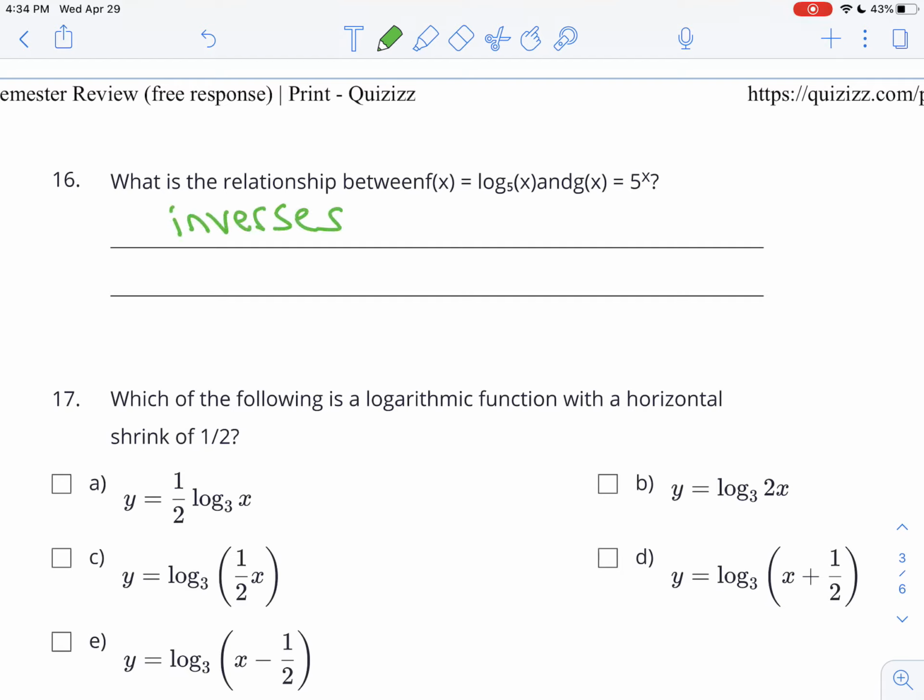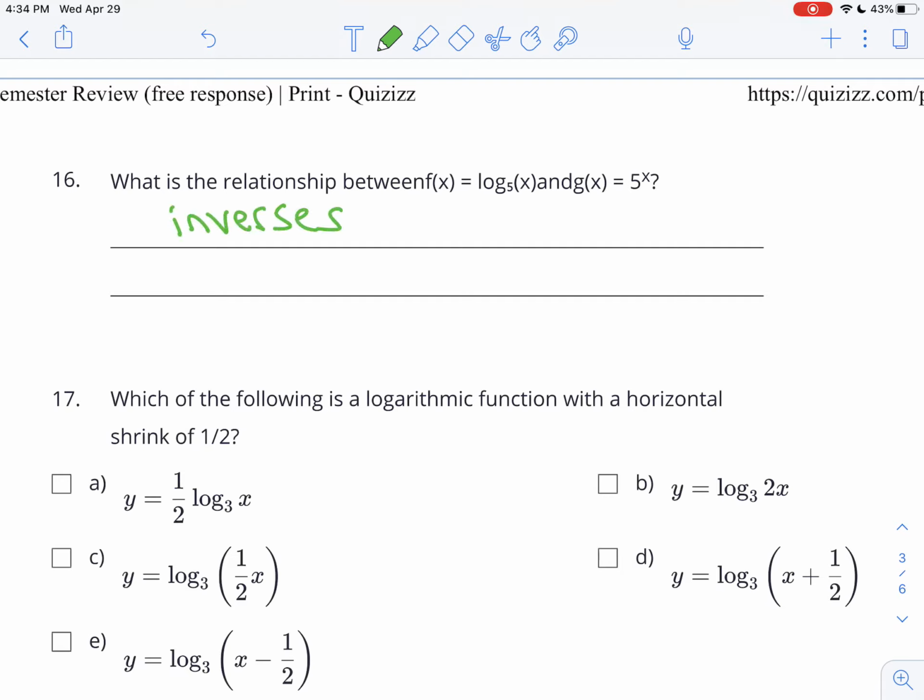And then we get into the graphs of those log functions. So this one was a multiple choice. We're looking for a horizontal shrink of half. And so that means that there's going to be a 2 inside of the logarithm. So we'll check it and we'll circle it. Everything else was a trap. Don't pick it. We'll do a couple more quick ones and then we'll probably have to take a little break.